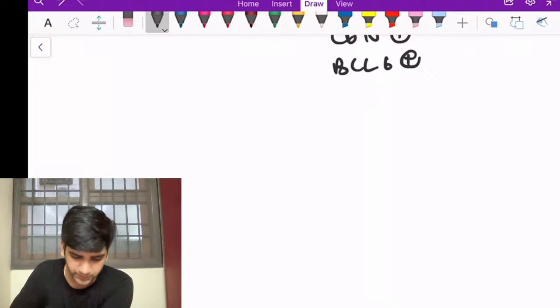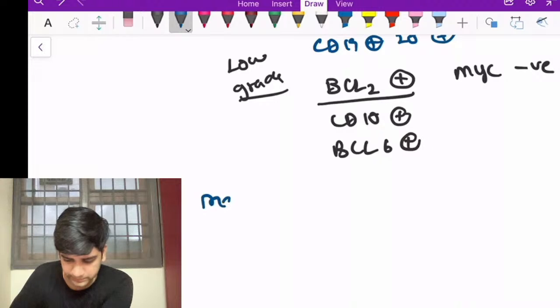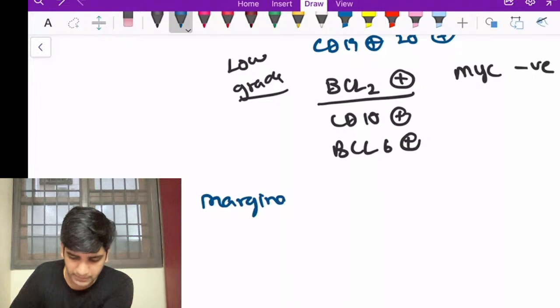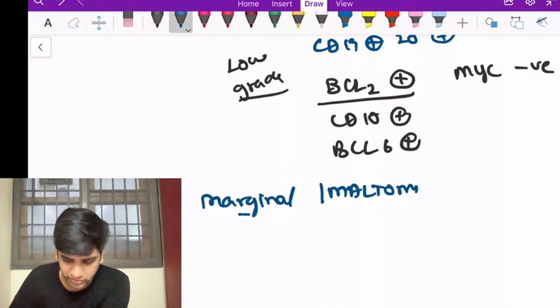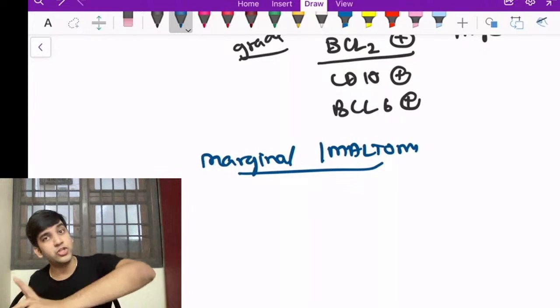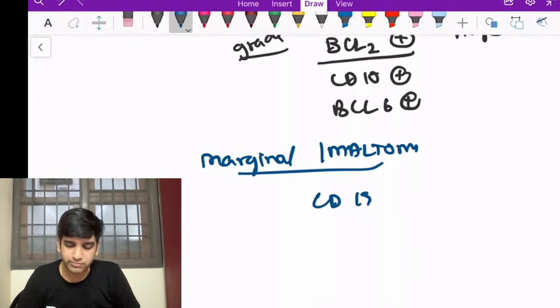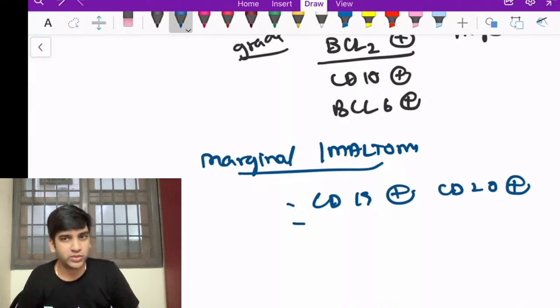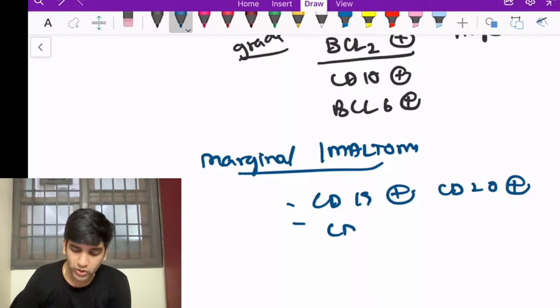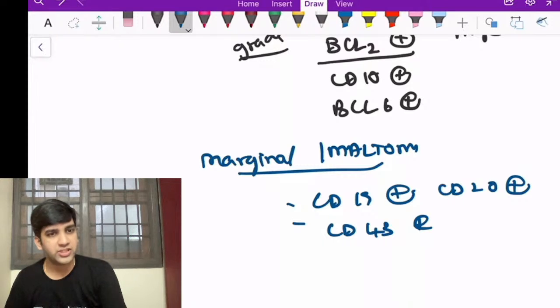We'll go still further. We'll go to marginal zone lymphoma. Marginal zone, or I call them MALToma, right? Most of the MALTomas are marginal zone lymphomas. Marginal zone is where I had the memory B cell. So my marker profile is simple. There'll be CD19 positive, there'll be CD20 positive, right? That's one for sure. One more thing for me is what was making them live for a longer time is CD43. When CD43 is positive, I call it a marginal zone lymphoma or a MALToma originating from memory B cell.